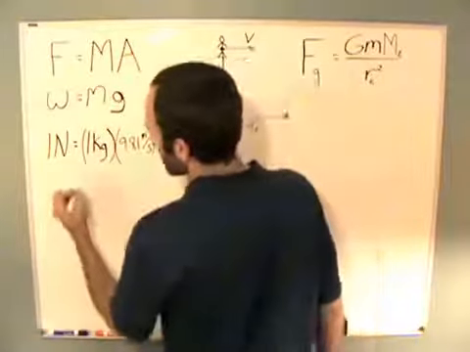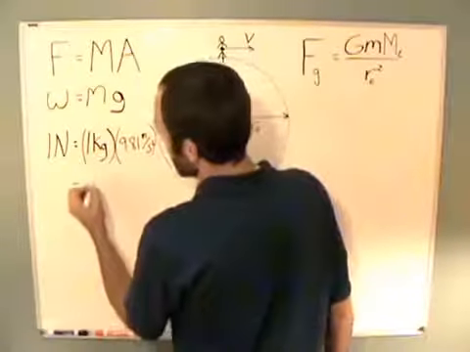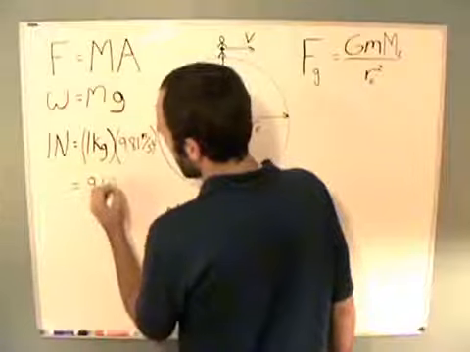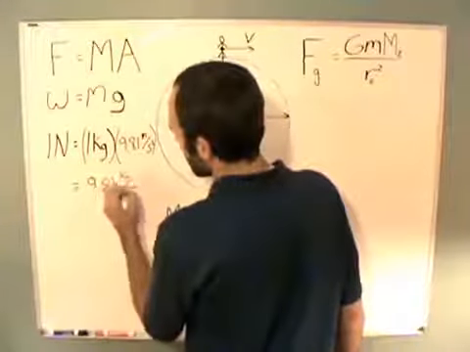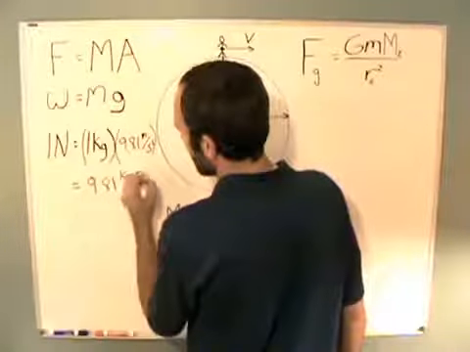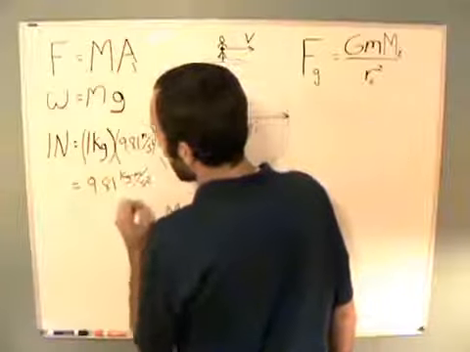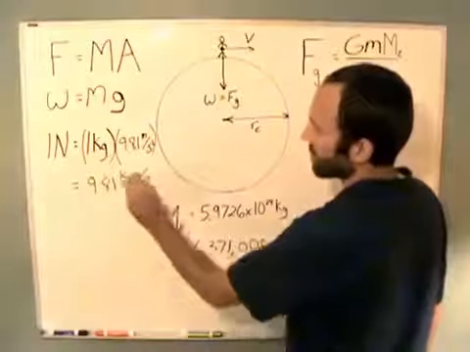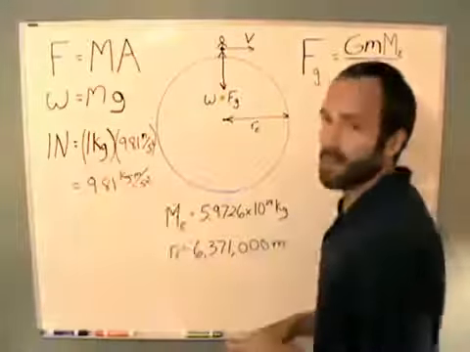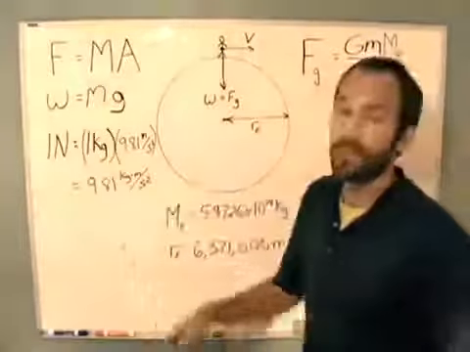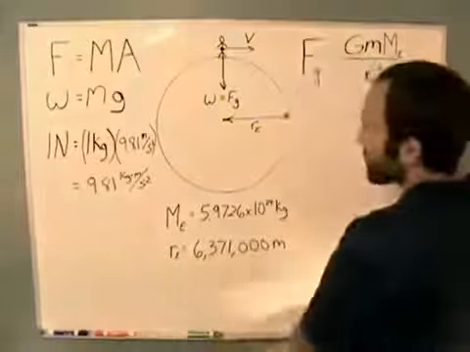So 1 newton is equal to 9.81 kilograms times meters per second squared. Remember that a newton is really equal to units of kilograms times meters per second squared.